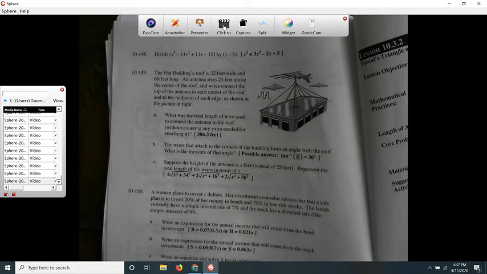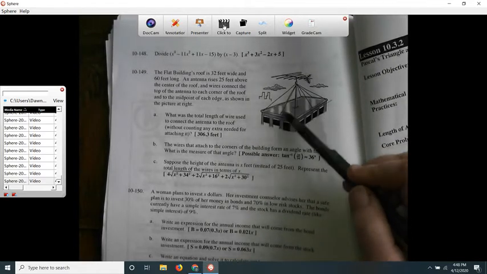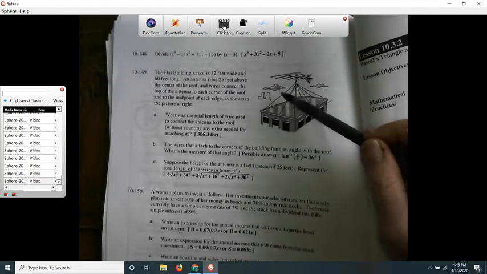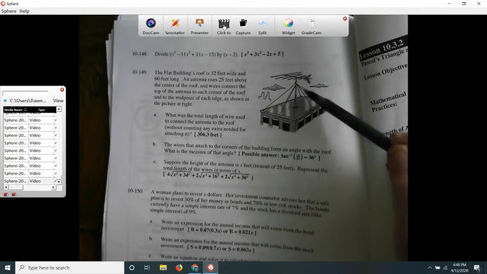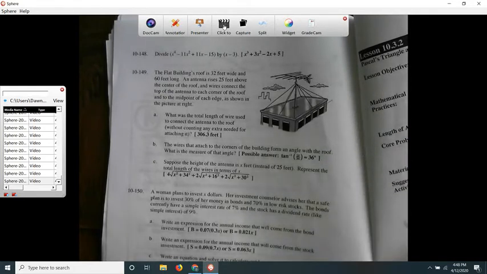What is the total length of wire used to connect the antenna to the roof, without counting any extra needed for attaching it? So they want you to find the lengths of all these wires and add them all up. There's 1, 2, 3, 4, 5... I guess there's 8 wires.